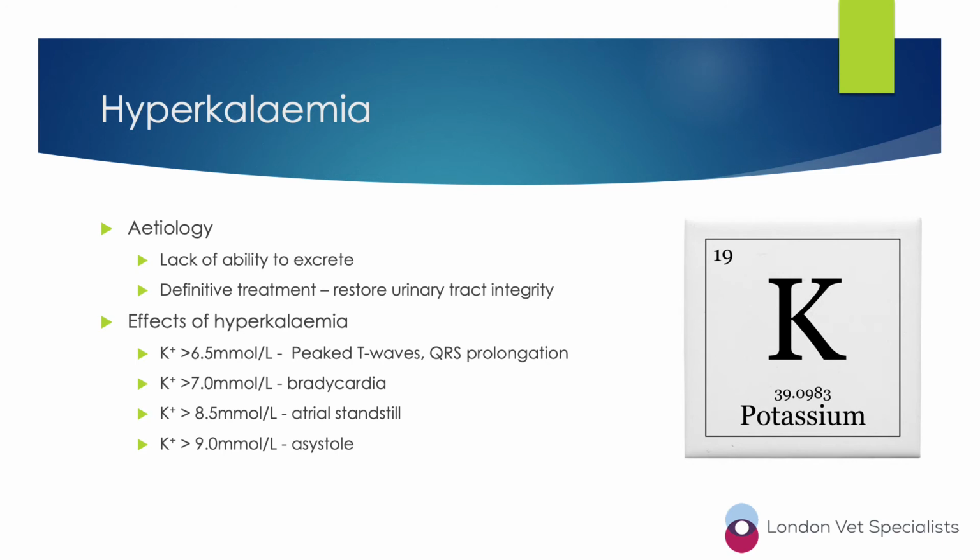So these cats become hyperkalemic because they've lost the ability to excrete potassium, and the definitive treatment of that then is to restore the urinary tract integrity to allow excretion to continue. Effects of hyperkalemia are progressive depending on the severity, with an initial change maybe only noticed on the ECG that you may not detect by auscultating the cat. But as that potassium increases, it will progress to a slowing of the heart rate, eventually to quite severe arrhythmias, including atrial standstill and eventually asystole.